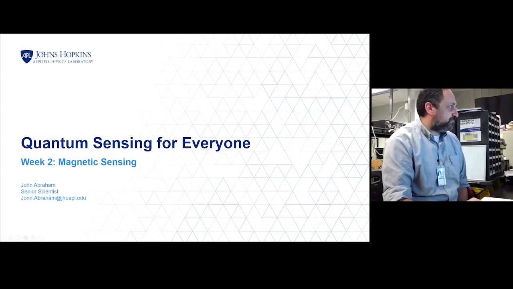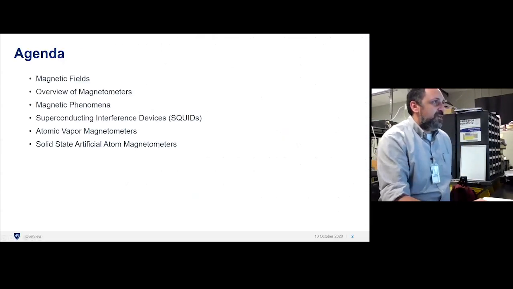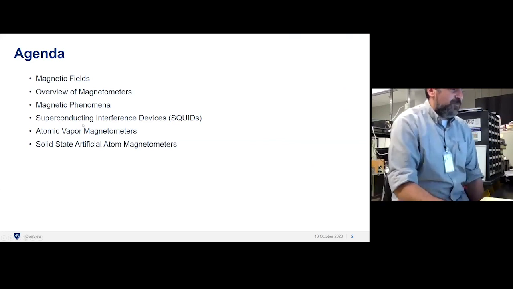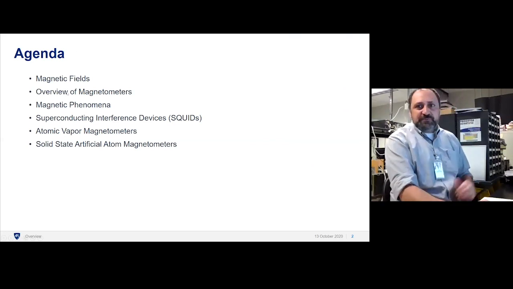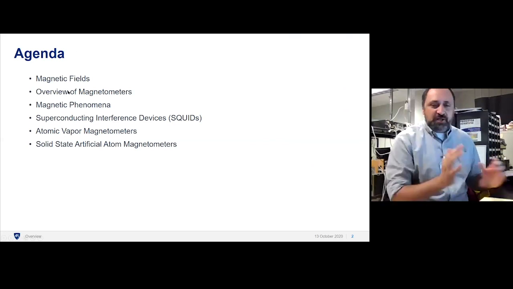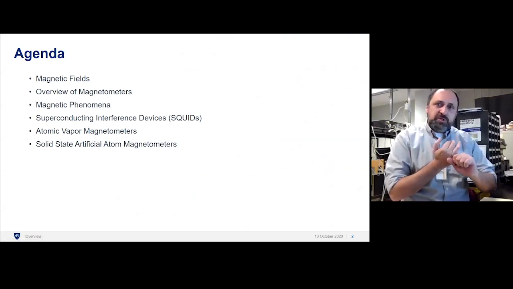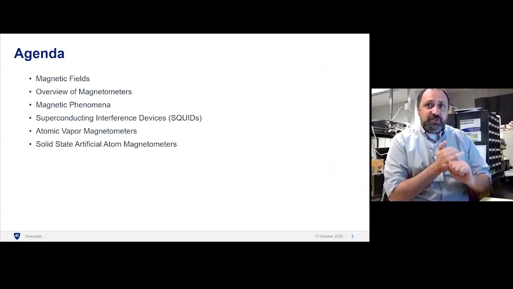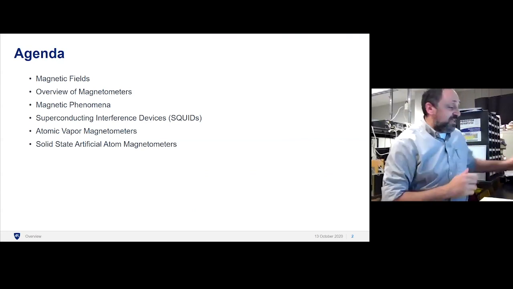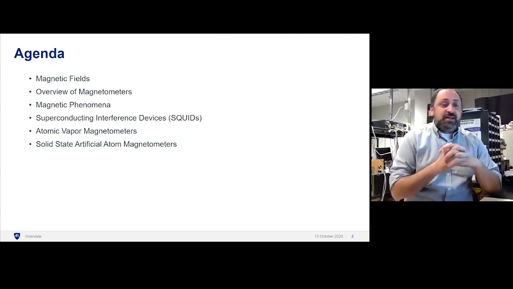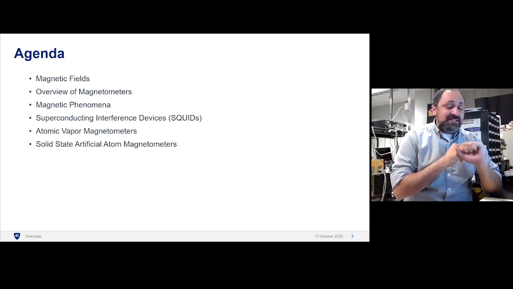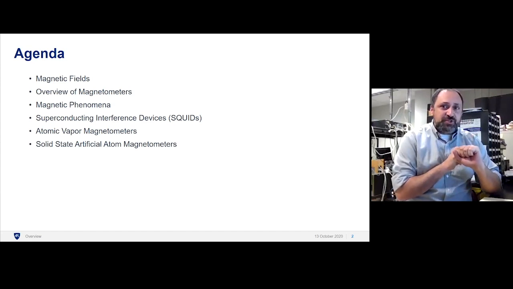So, without further ado, first we'll briefly discuss what magnetic fields are. I'll give a brief overview then of what we would call classical magnetometers, even though they involve quantum mechanical effects. Magnetic phenomena we're interested in measuring, and why you need something like a quantum magnetometer. And then I'll discuss three different quantum magnetometers.